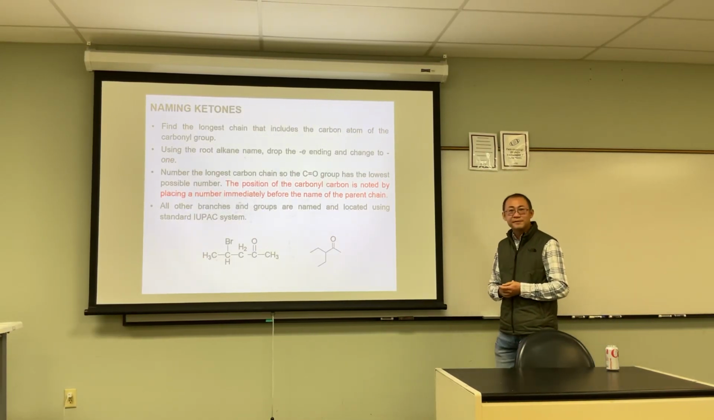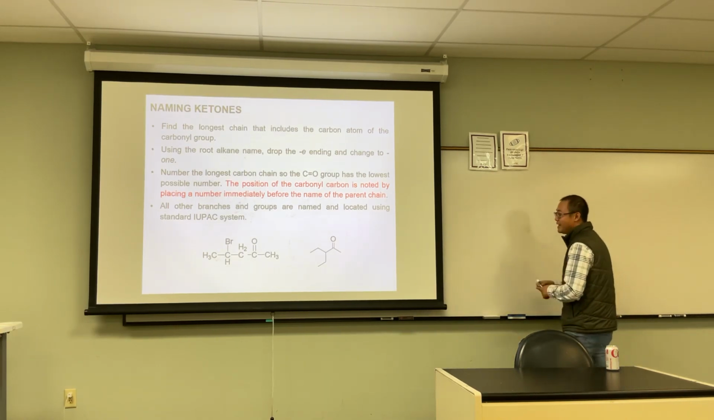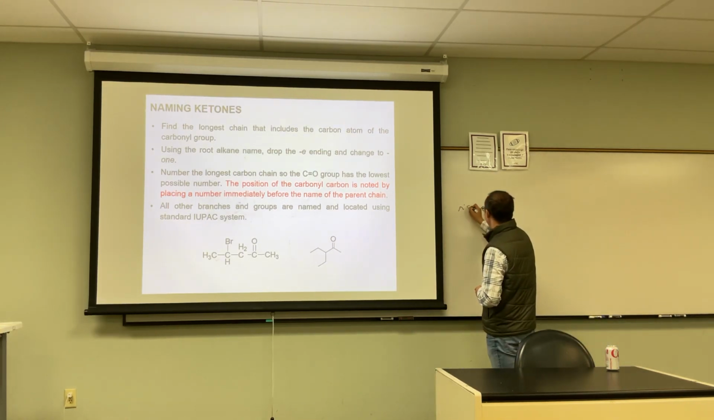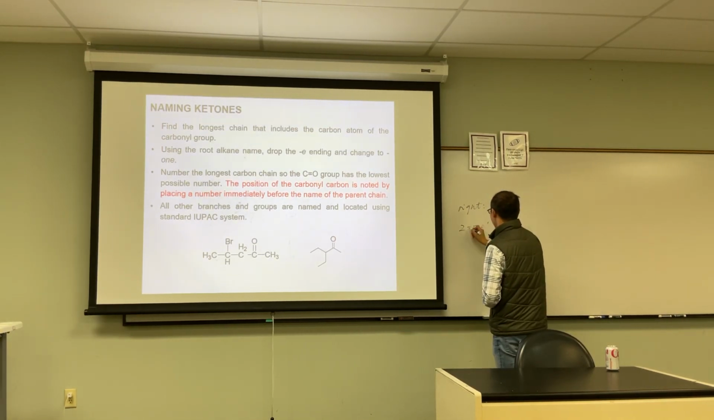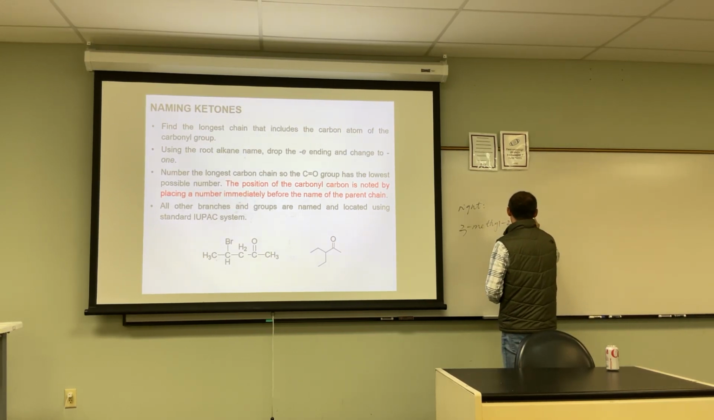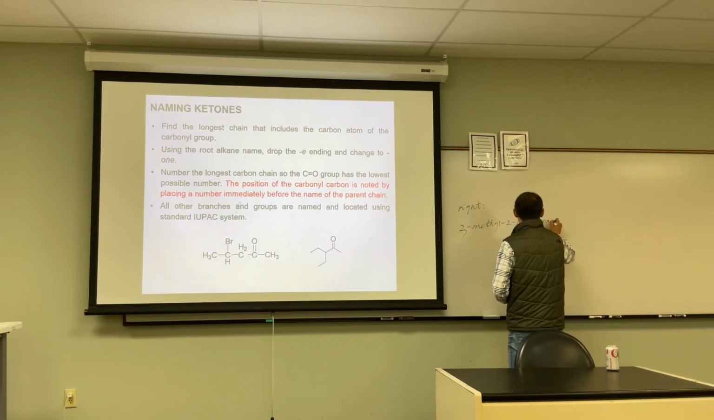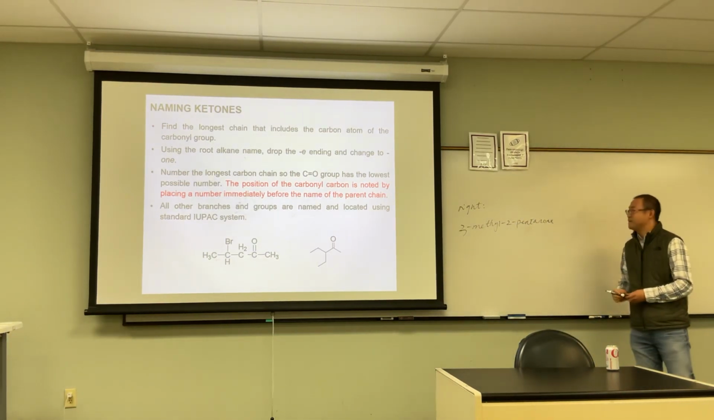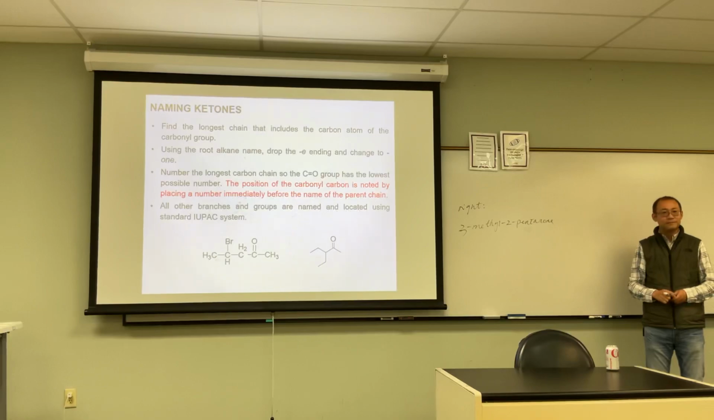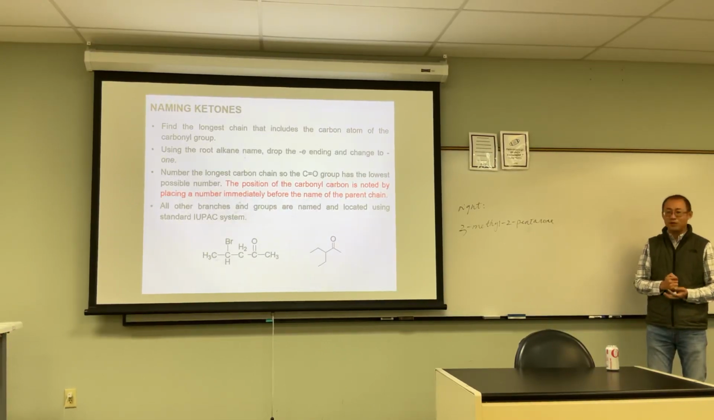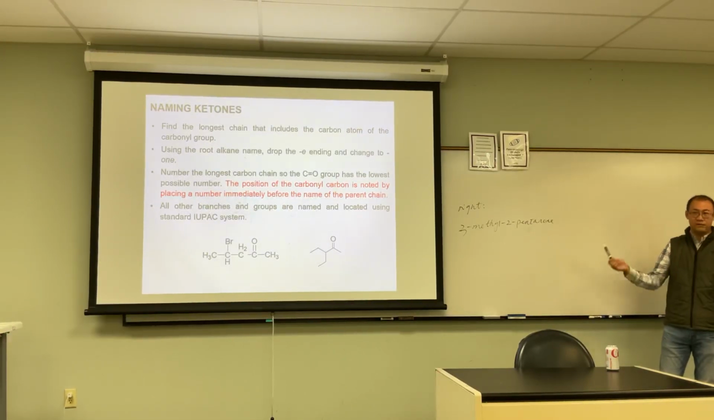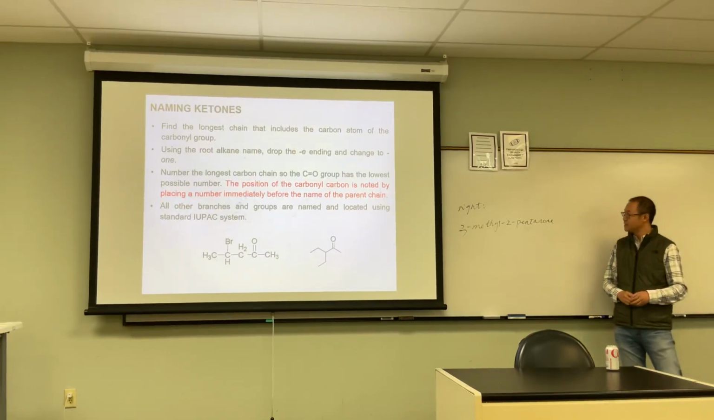Can you write that one out, the molecule on the right, on the board? Okay, thank you. It's 3-methyl-2-pentanone. Make sense, guys? Okay, 3-methyl-2-pentanone. Again, between letters and numbers, there's a dash.